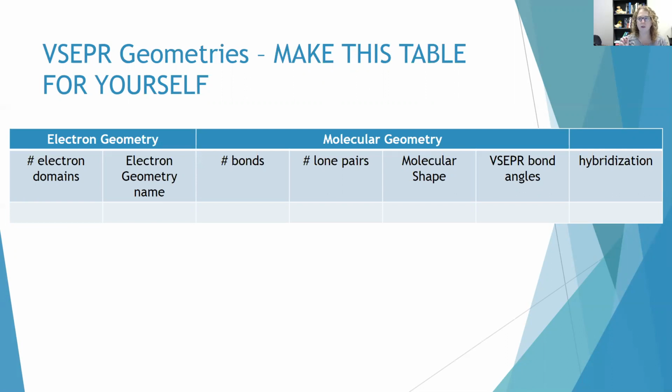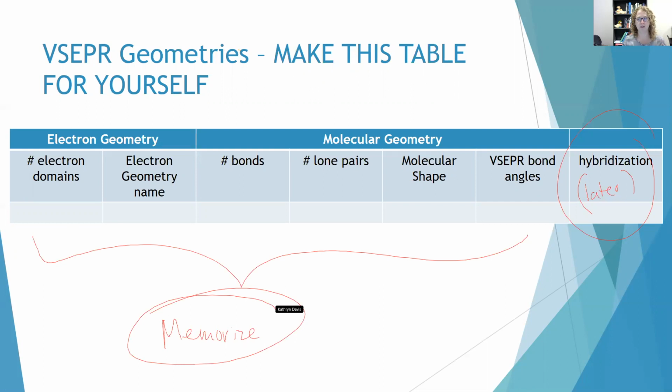All right, what I want you to understand is that this hybridization column is going to be empty when you finish this video and the next video on VSEPR. That's okay. A later video will help you fill this in. But everything in these other columns, we're going to do in this video and in our next video on higher order electron domains. Again, pause the video, make this table, and memorize this table. I cannot tell you strongly enough that you need to memorize what I'm about to tell you.